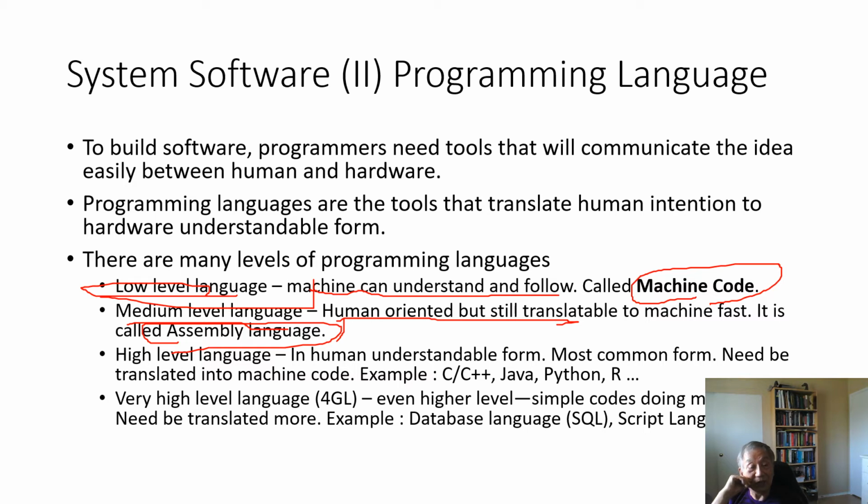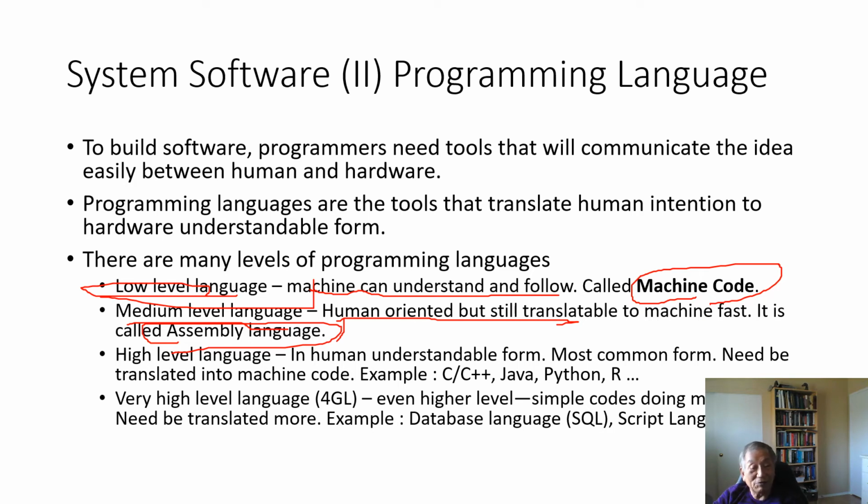Then high level is a human understandable form, the most common form of programming languages. So something like the C programming language, C++, Java, Python, R, and all this, Pascal and Ada, those kinds of programming languages somehow look like English, but they get translated into machine language.